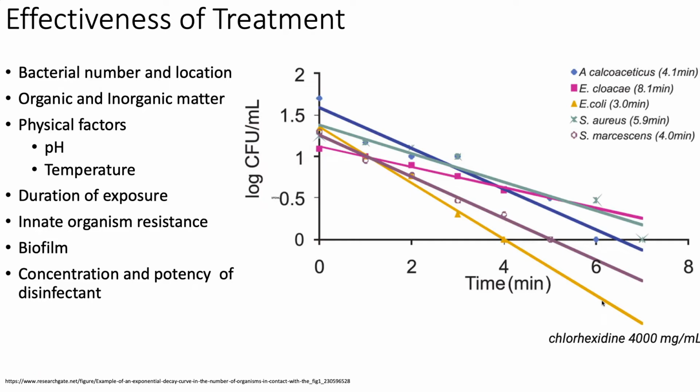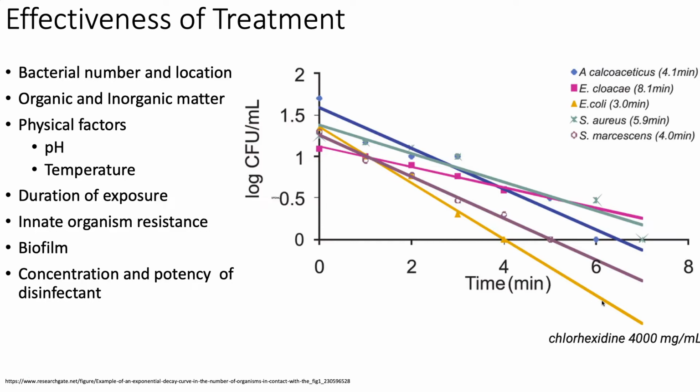And what's your disinfectant? What are you actually using? If you're using bleach at 2% versus bleach at 5%, that could make a big difference. You can see on this chart, this is chlorhexidine, which we're going to talk about in a little bit as a specific disinfectant that we can use. These are all different types of bacteria and how long you need to use chlorhexidine at 4,000 milligrams per mil to actually kill them. You can see the innate organism resistance is different based on the different bacteria.